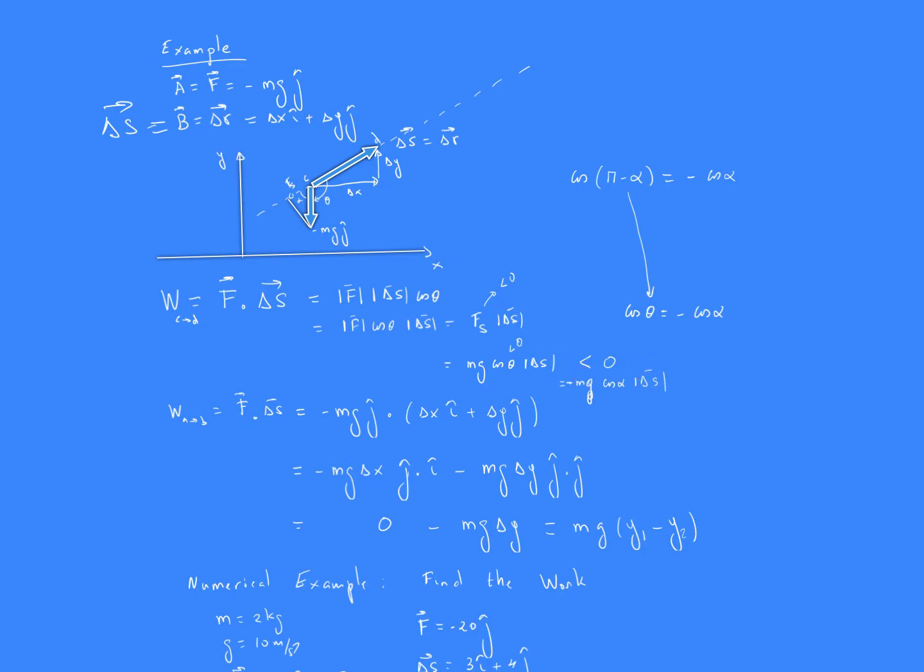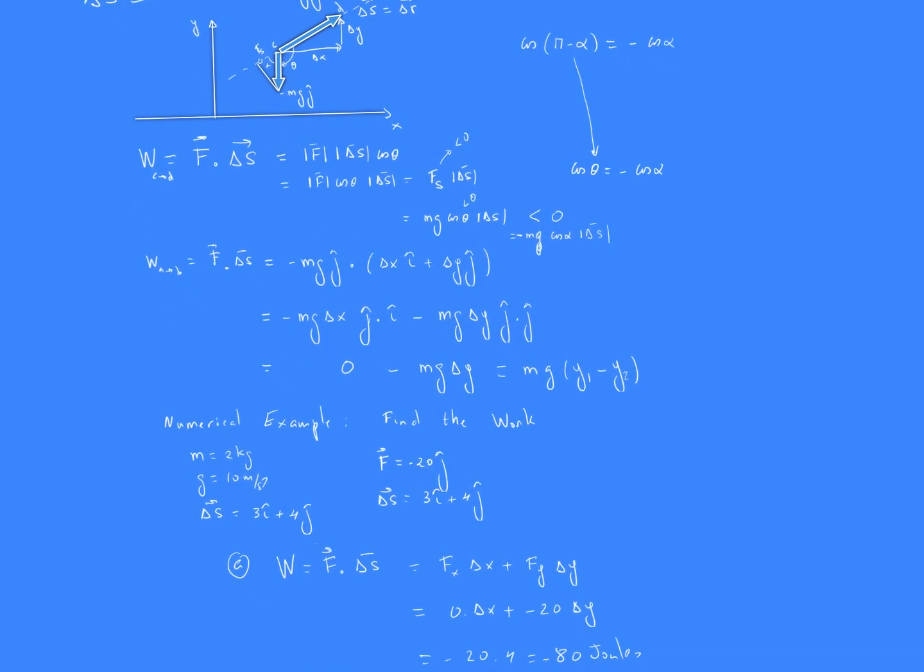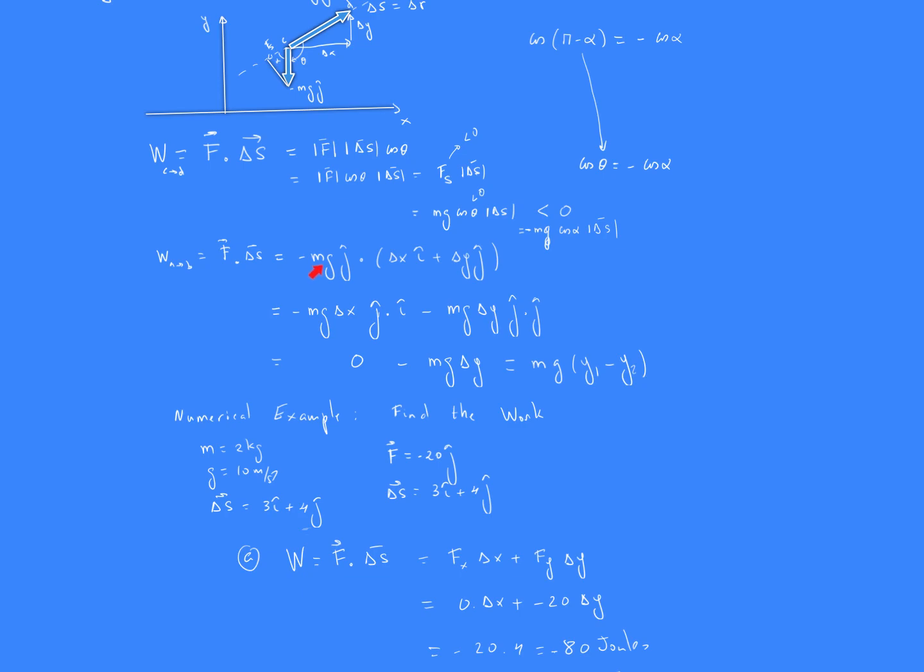How to do it with vectors? If we do it with vectors, it will be even easier. It will be minus mg j, the force, dot, displacement, delta x i plus delta y j. Minus mg j scalar i, 0. Oh, j scalar i. It will be minus mg delta x, applying the distributive property, plus minus mg delta y, j scalar j. But j scalar j is 1.